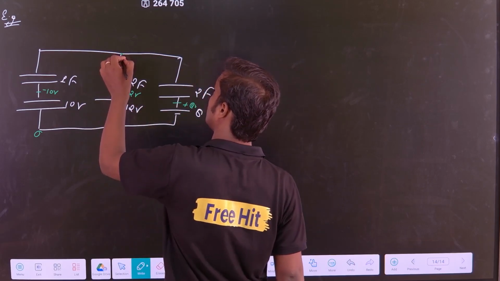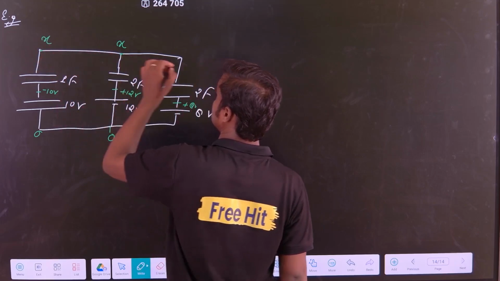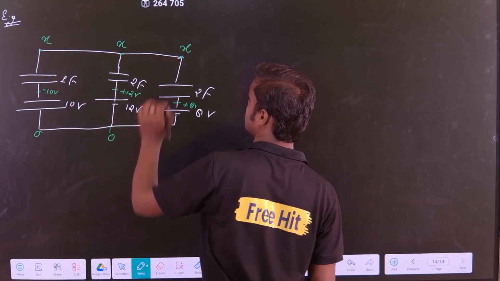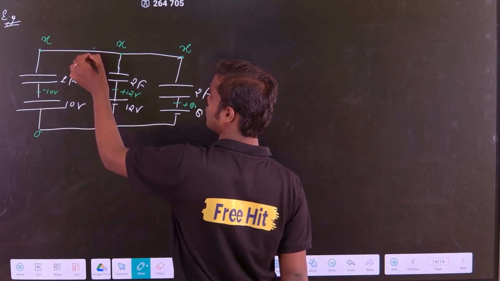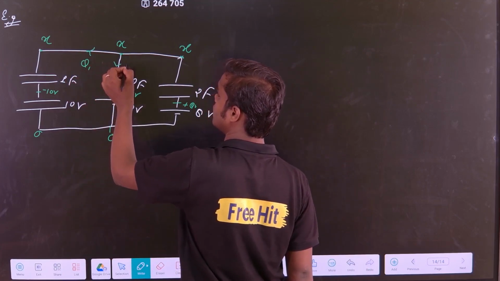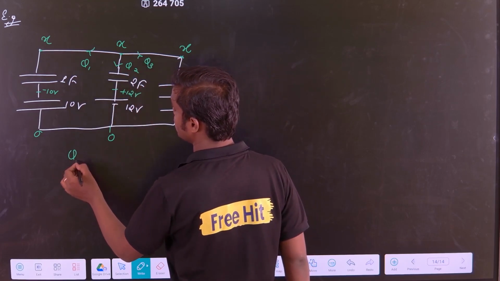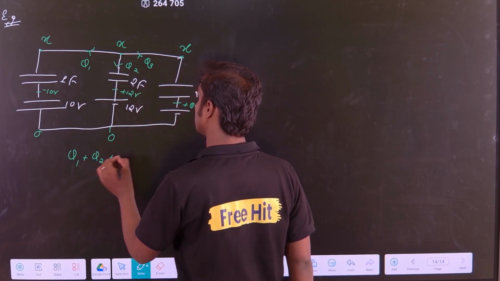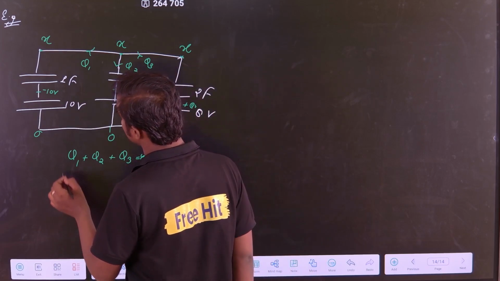So what is the method? I told you just assume x at this point. This will also be x. Any doubt? This will also be x. Now here also you have to apply charge conservation, Q1, Q2 and Q3. So what is the rule? Q1 plus Q2 plus Q3 is equal to 0.